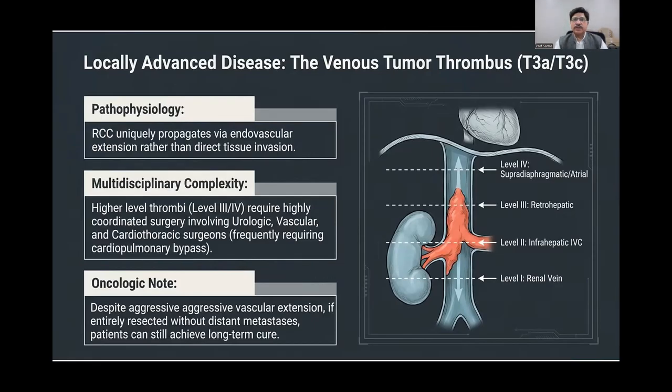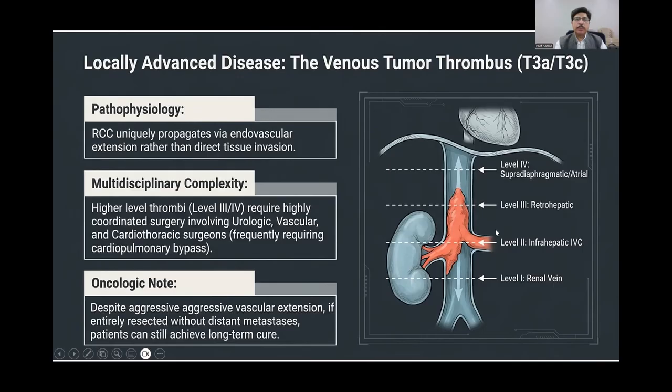Now, advanced disease, venous thrombosis, 3A and 3C means what? There is an extension into the renal vein, an extension into the inferior vena cava, or an extension into the infrahepatic inferior vena cava. Okay.